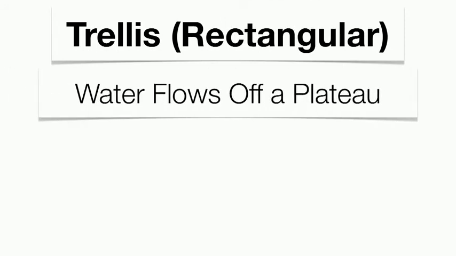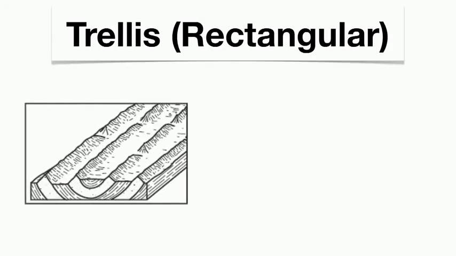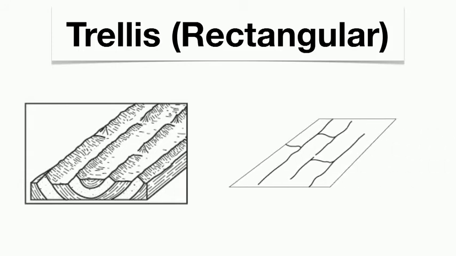The next one is what we call trellis or rectangular. A lot of times water is going to flow in somewhat of a geometric shape here. Water is going to flow off a plateau region. In many cases, the plateaus might have faulted rock or folded rock underneath the soil. So what will happen here is that the water will flow through the trough regions of, say, the folds here. So you'll see that the trellis pattern here looks like it fits into that landscape. It will follow the real low areas of those folds.